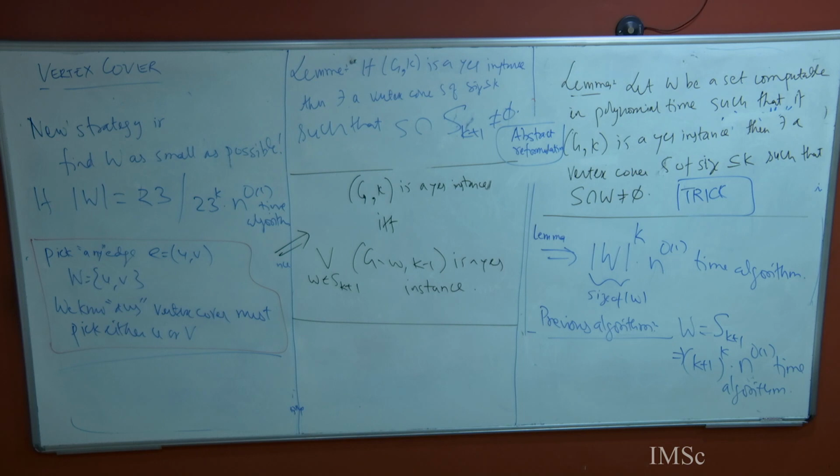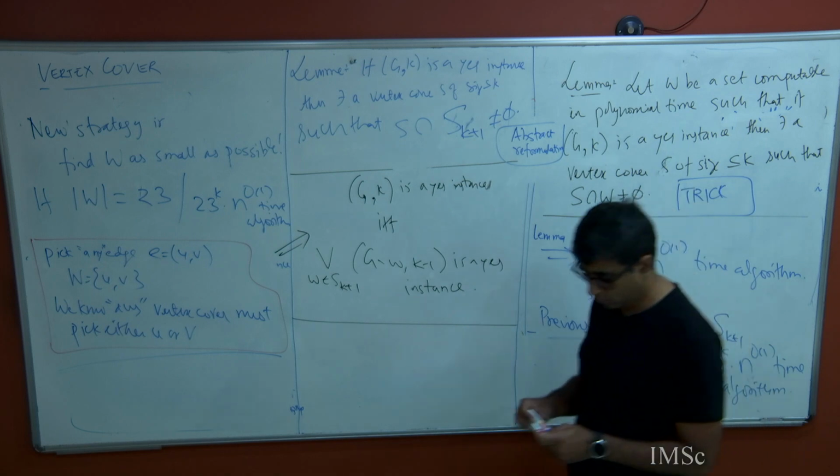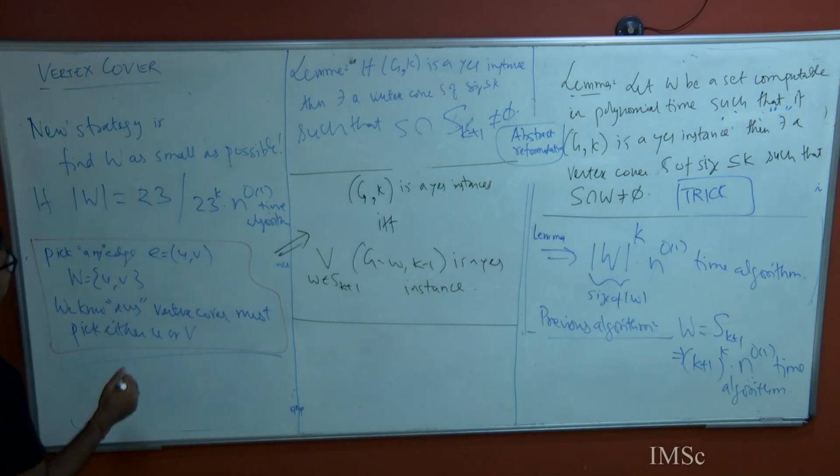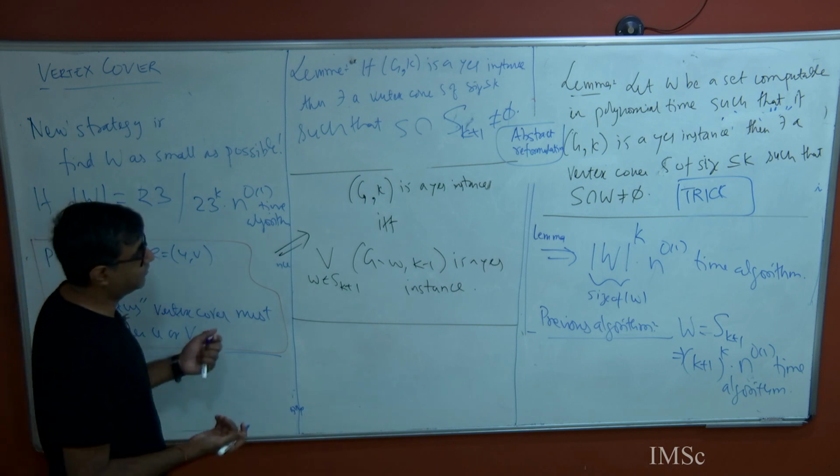Anything which is slightly more general than a specific problem, let's call it a trick because it has farther reach. So does everybody now know a 2^k algorithm for vertex cover? So what do we know now?